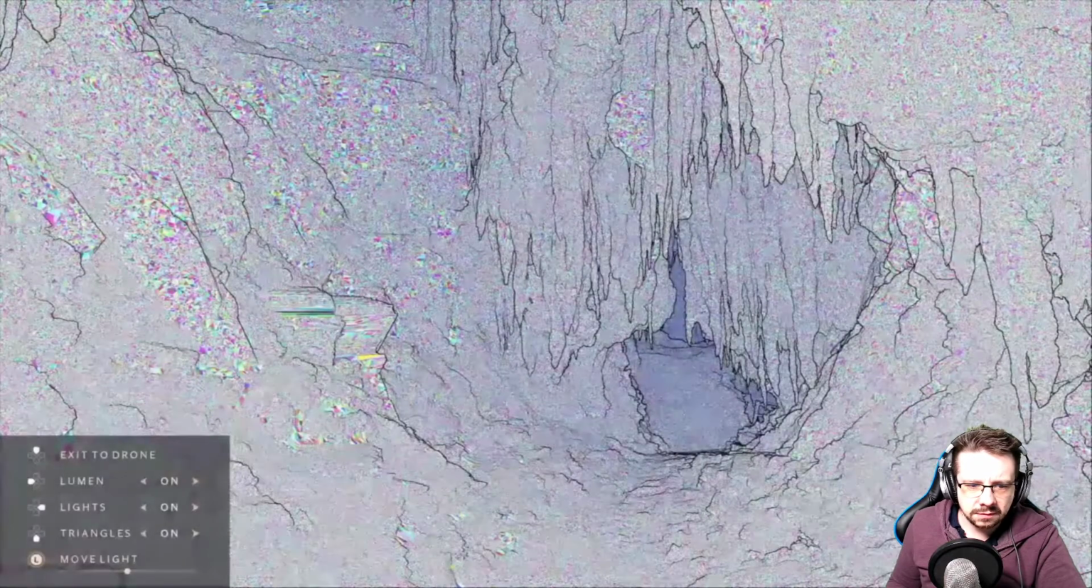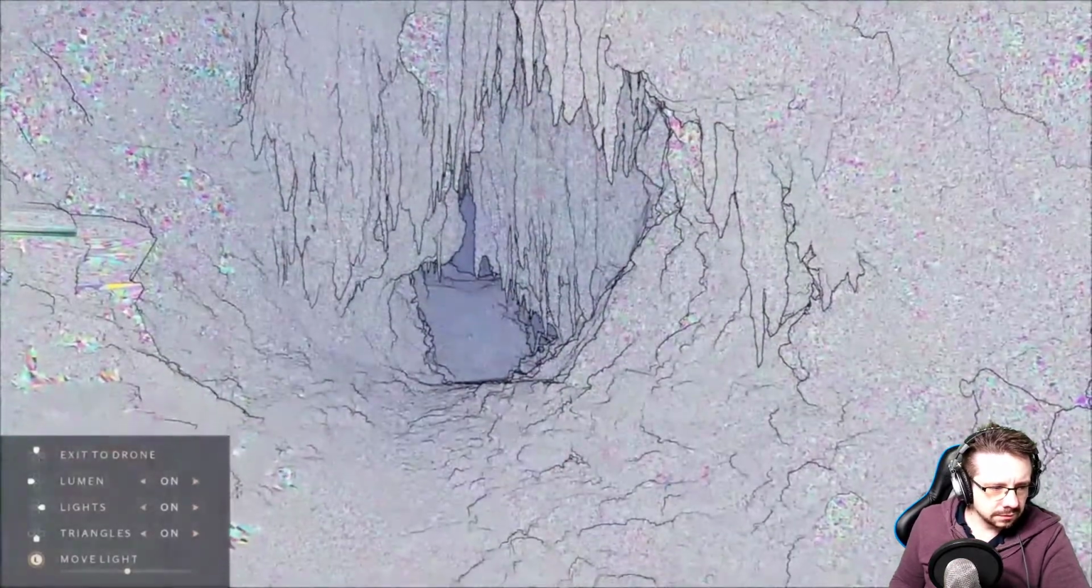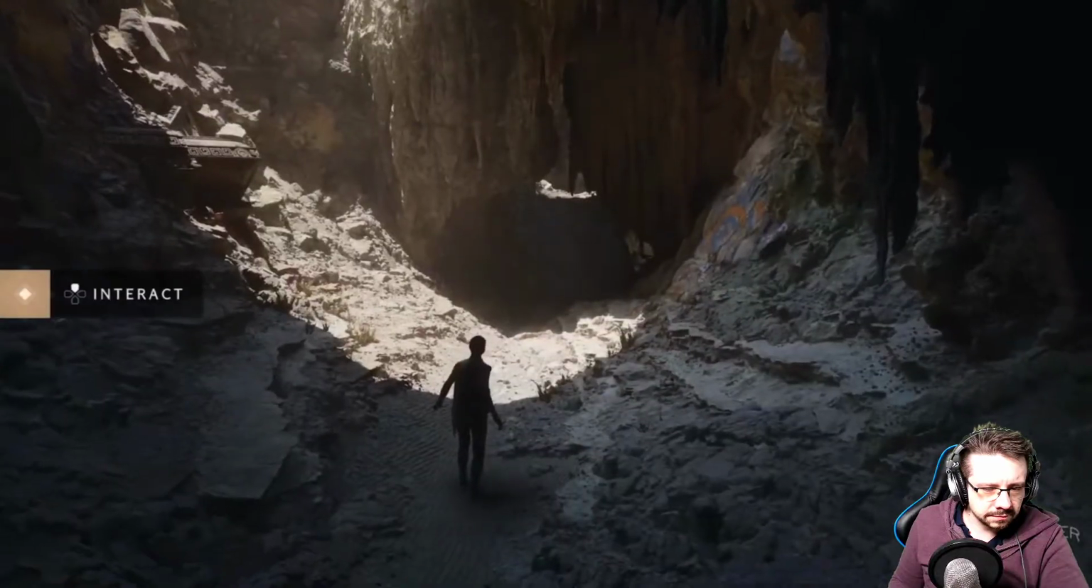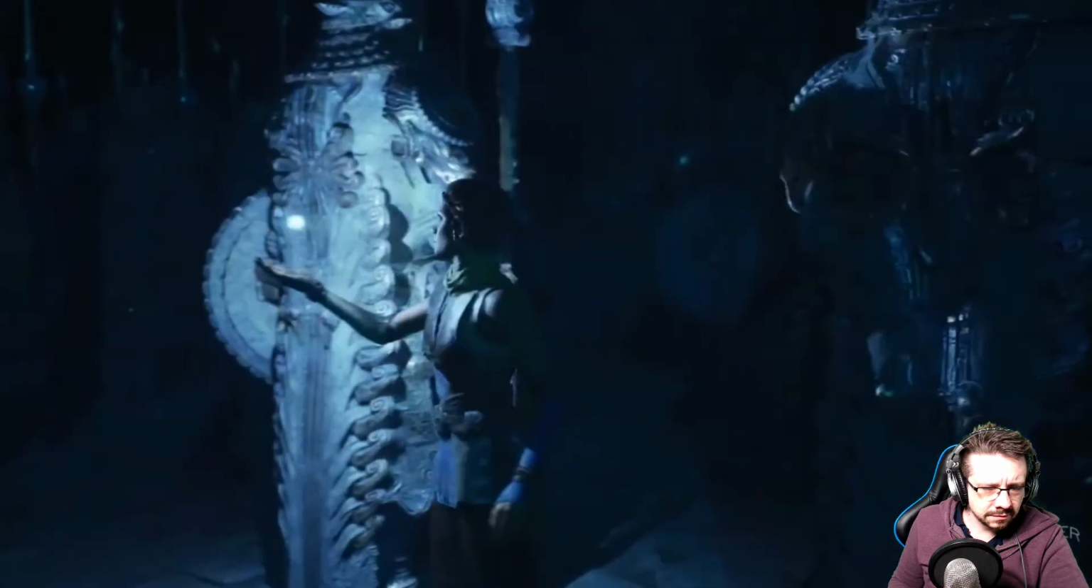Enabling sub-pixel geometry, which is imperceptibly different from the full high quality assets, so the movie quality assets that were originally scanned. Also the Lumen, the real-time global illumination system.